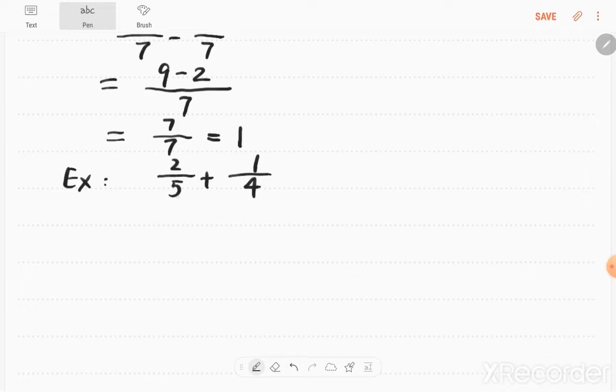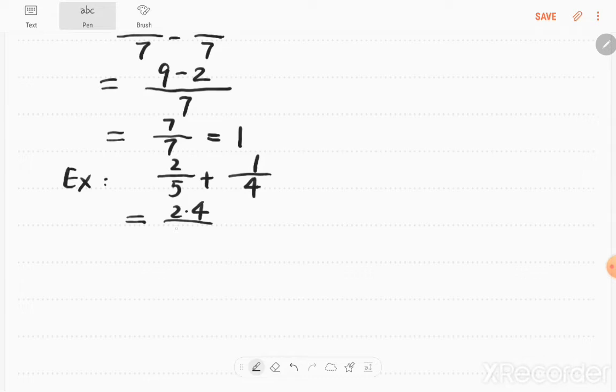In this example, we realized the first fraction has 5 as the denominator, the second one is 4. So first, we should make them to be the equivalent fractions with the same denominator. Which means we should find the least common denominator. So for 5 and 4, we will get 20 as the least common denominator.